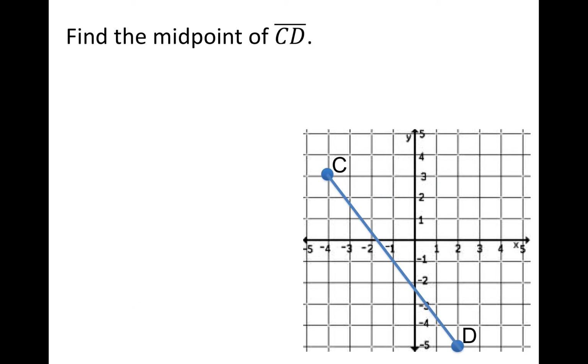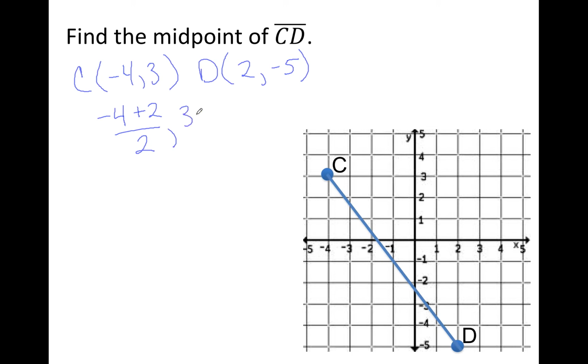Now let's find the midpoint between C and D. So again, we're going to come over here, find the coordinates of C. C is at -4, 3. D is at 2, -5. Okay. Take my two x values, add them together, divide by 2. Two y values, add them together, divide by 2. Keep them all inside of parentheses.